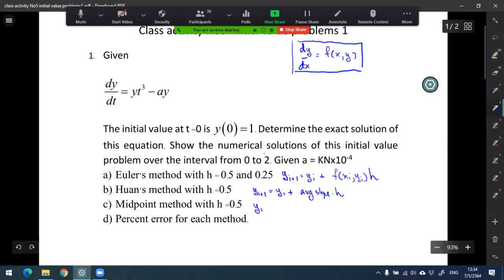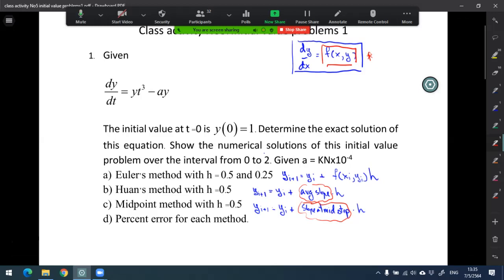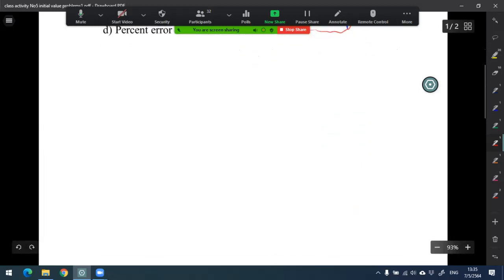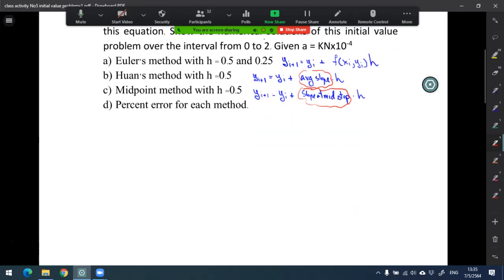and the midpoint is y_{i+1} = y_i + the slope at mid-step, multiplied with h. Okay, actually the terms average slope and slope at mid-step we can determine by using the function f(x,y), because as shown in this equation, we know that f(x,y) represents the slope of the curve y. Okay, so we may start with the Euler method first.